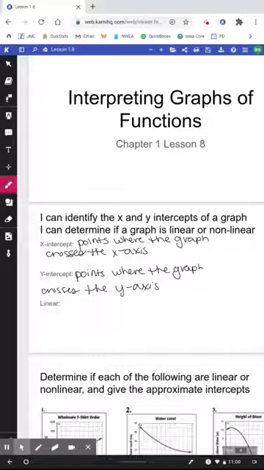Now, anytime we have an x-intercept, because the x is the number and it's on the axis, it's going to be a number, comma, 0. And for the y-intercepts, because it's on the y-axis and it's a y number, it's going to be 0, comma, a number.